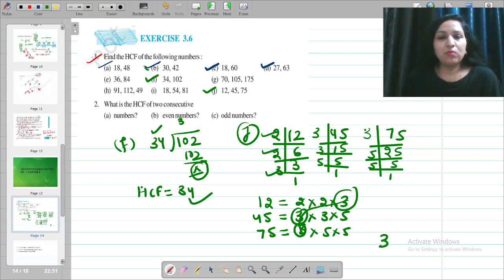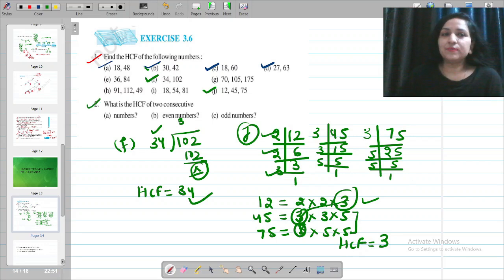Do we have 5 common? Please understand 5 is common in these two, but we do not have 5 in 12. We cannot take 5. Whichever factor we are picking, it should be common in all 3. So what is the highest common factor here? Your answer is 3. I hope it is easy enough. Let's move to the second question.